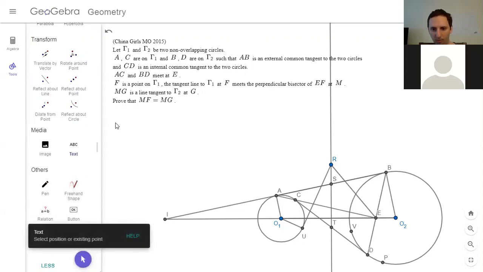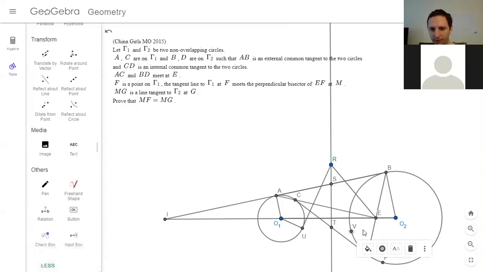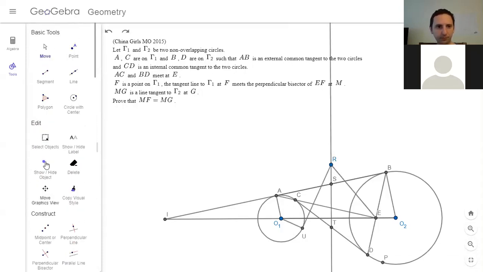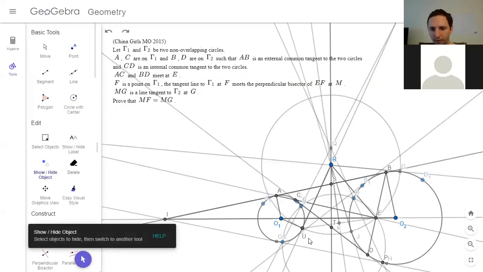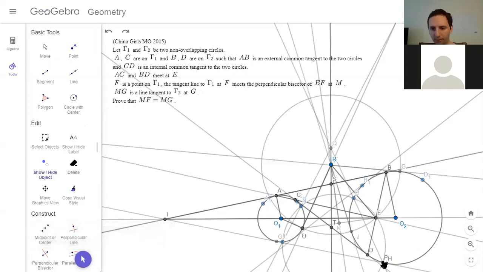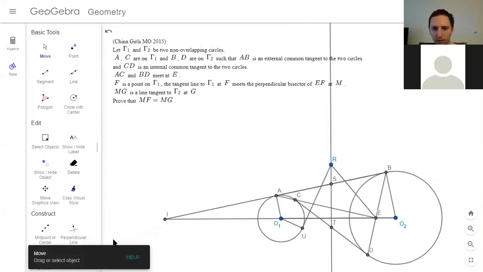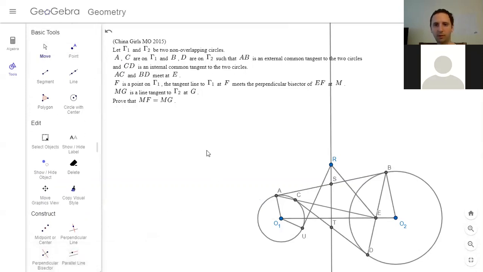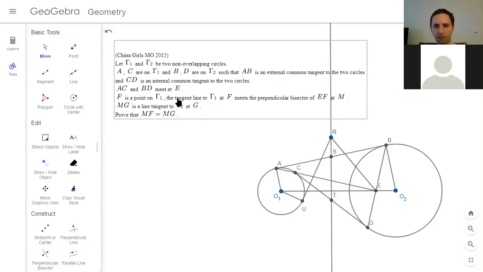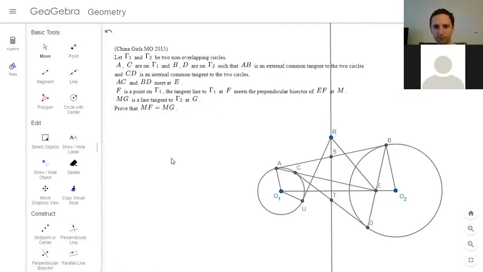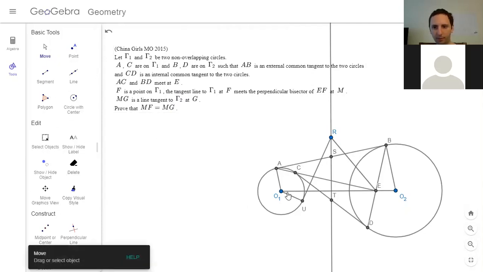Okay, so I'm going to delete some stuff. Point P, I don't even know what I did with it. Oh, whoops, don't want to do that. What is point P? Oh, that's just how I created the circle, I think. Okay, yeah, we don't need point I either. We don't need a lot of stuff. We don't need point U.